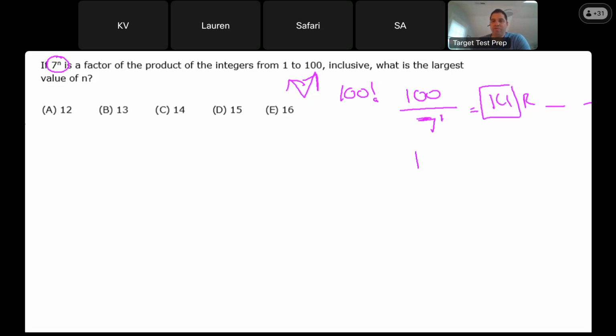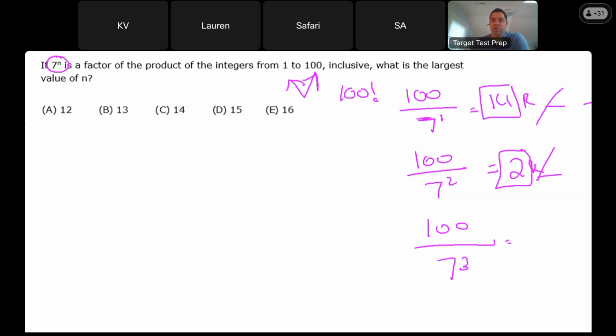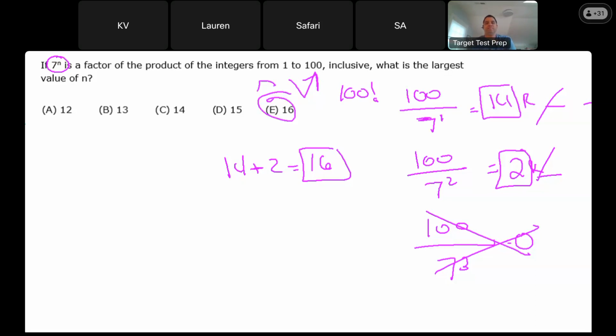And then you go up a level and you say, okay, well, what about 7 to the 2? Now, 7 to the 2 is 49. 49 goes into 100 twice with some remainder, but again, we don't care about the remainder. We just care about the quotient. And then you're going to see that 7 to the 3 goes into 100 actually 0 times. So we stop at that. We add together the quotients, and that's our answer for how many 7s there are in 100 factorial.